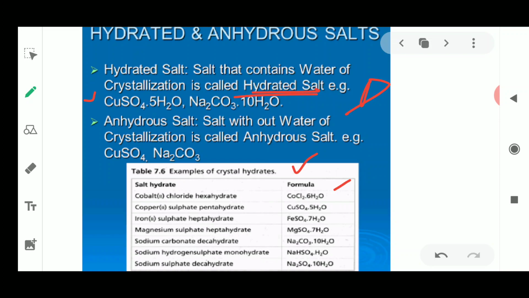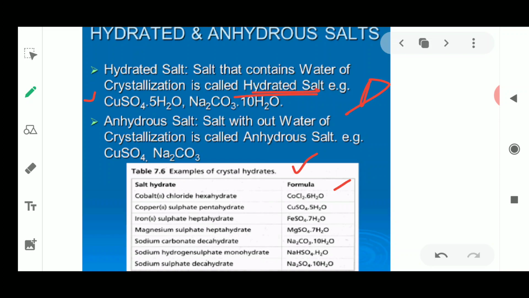So the name of the water of crystallization is written as monohydrate, dihydrate, trihydrate, and if 5 are there, then pentahydrate. If 6 are there, then hexahydrate. If 7 molecules of water of crystallization are there, then we write heptahydrate. So iron sulfate has 7 molecules of water of crystallization, that is why it is known as heptahydrate.